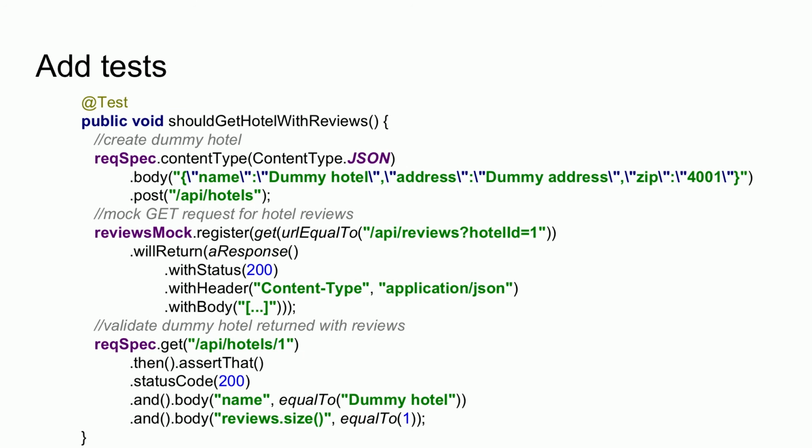tell WireMock that when you get this request, reviews with hotel ID 1, please respond with status 200, with the content type application JSON and with this JSON body. I hid the body actually because it was too long. And at the end, we need to validate that when we get the hotel, we actually receive a response with status 200 and with the name dummy hotel, and inside reviews we have a non-empty array.